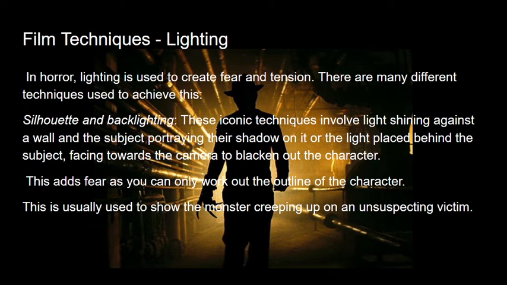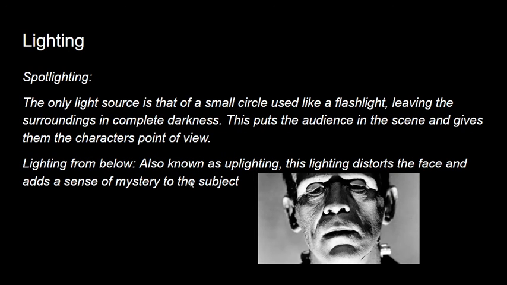You can't really see the face that much, so you don't know their true intentions, but you know it's usually bad. Another example is spotlighting. This is the only light source, a small circle, basically to look like a flashlight. It leaves the surroundings in complete darkness, which puts the audience in the scene, gives them the character's point of view. And then lighting from below, also known as uplighting. It distorts the face and adds a sense of mystery to the subject.